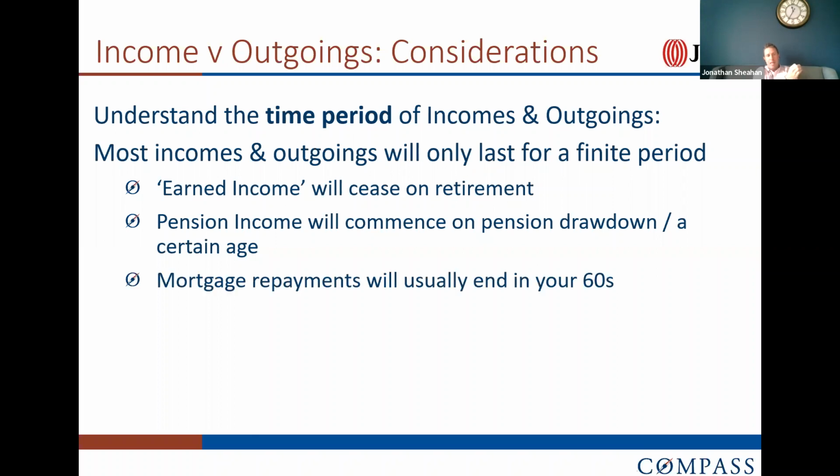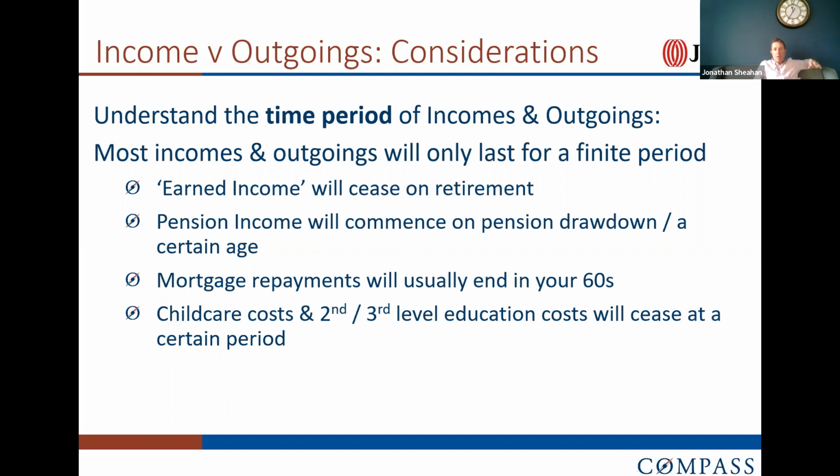Mortgage repayments will generally cease. It might be in your 60s, could be late 50s, could be early 70s. But a mortgage is a finite product, and outgoings will stop at some stage. So that's very important as well. If you've got children and they're currently in childcare or schools or whatever it is, at some stage, hopefully they will become financially independent, and they won't be as much of a cost for you going forward, because they might have moved out or moved away, and they'll have their own income.